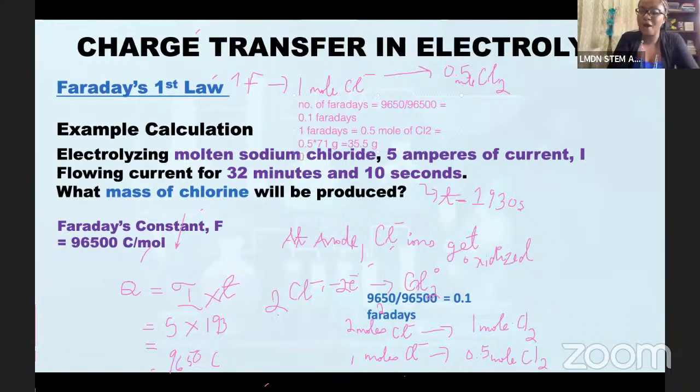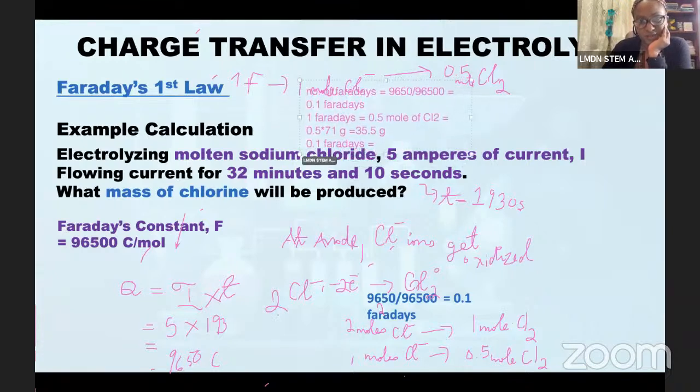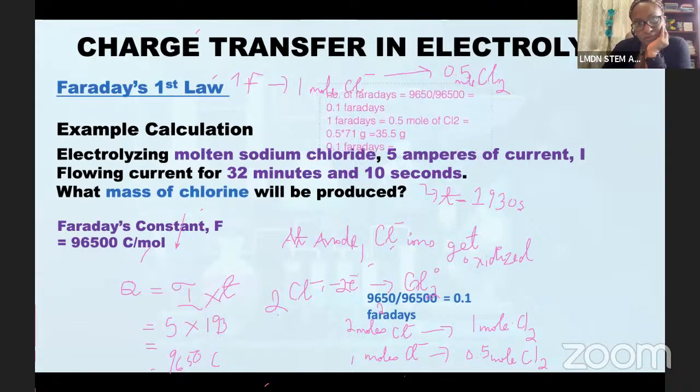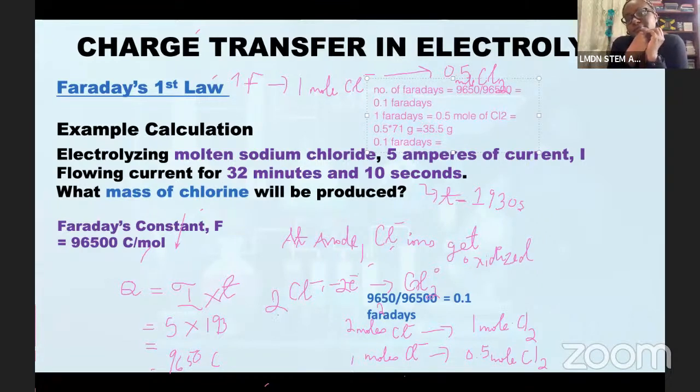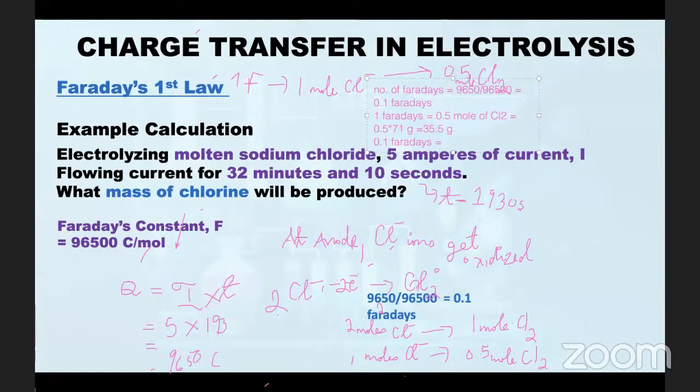How much do we get for 0.1 Faradays? Can anybody do that math real quick? It's just a ratio thing that we're doing now. If 1 Faraday gets us 35.5, how much is 0.1 going to get us? 7.1. How did you get 7.1? 0.1 times the 71.